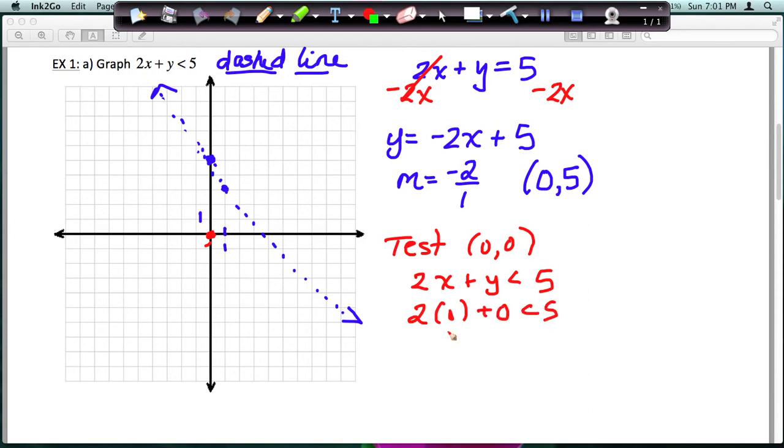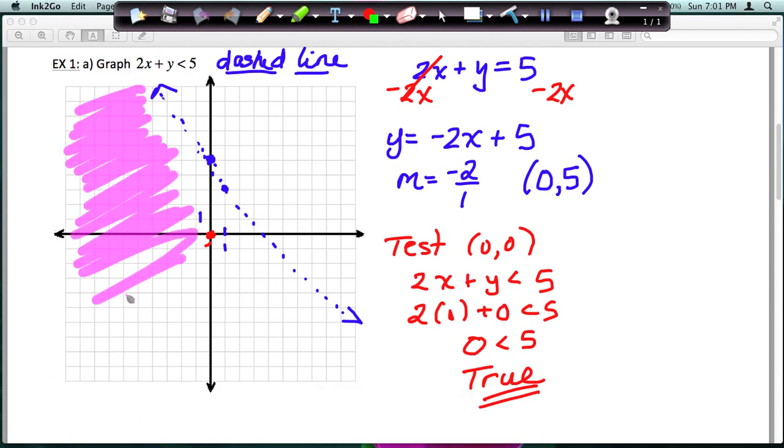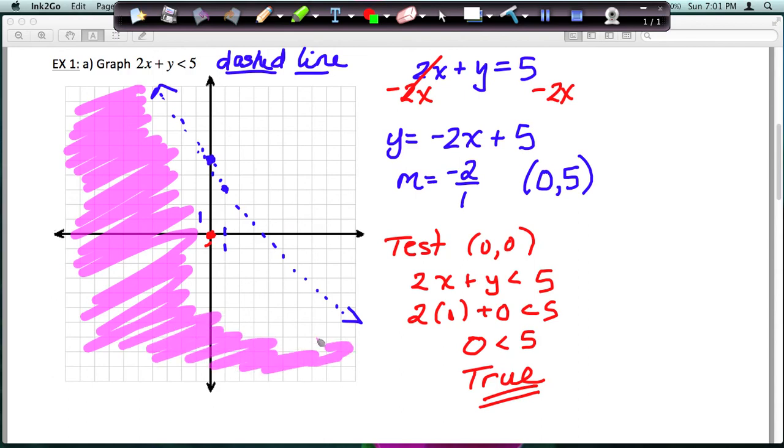So 2 times 0 is 0, 0 plus 0 is 0, and I get 0 is less than 5. And then you just have to be careful, is this true or false? So 0 less than 5, that is true, it is less than 5. So it's true. So I go to where my test point was, which is right here, it's below the line. It's true, which means I shade below the line. So however you can, you just would shade all below the line here to show that it's true. So any point in this shaded region would make this inequality true. Okay.